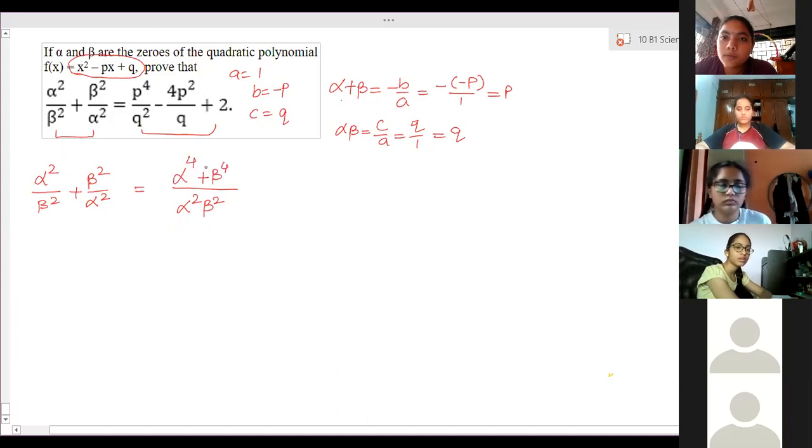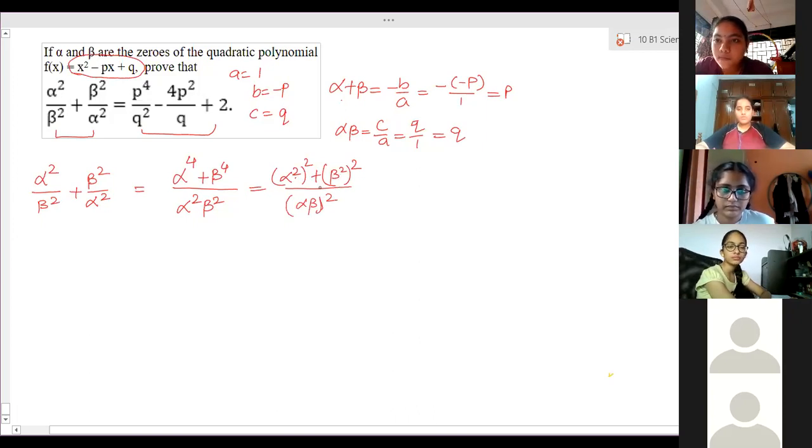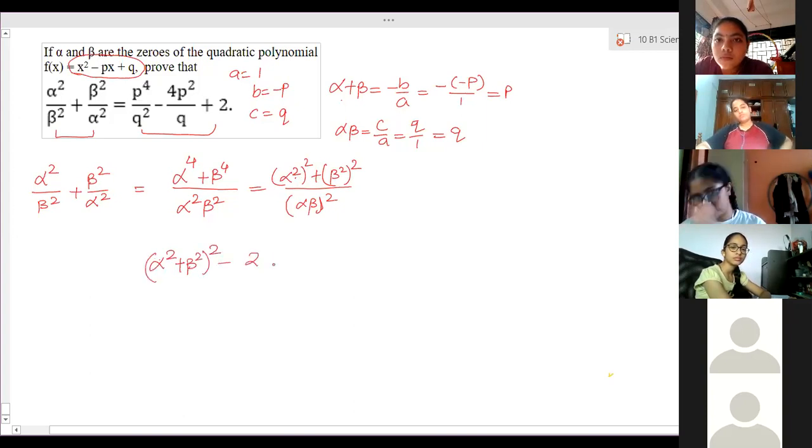Now it is in the form of a square plus b square. This is alpha square whole square plus beta square whole square by alpha beta whole square. Now a square plus b square is equal to a plus b whole square minus 2ab. So what is a? a is alpha square. So a plus b, that is alpha square plus beta square whole square, minus 2 alpha square beta square, divided by alpha beta whole square.